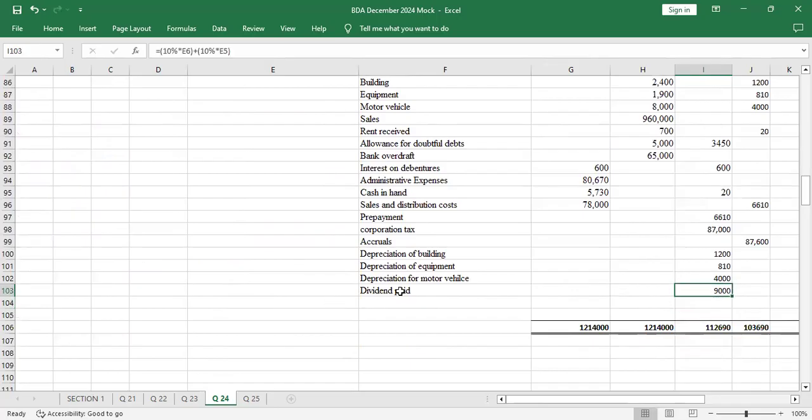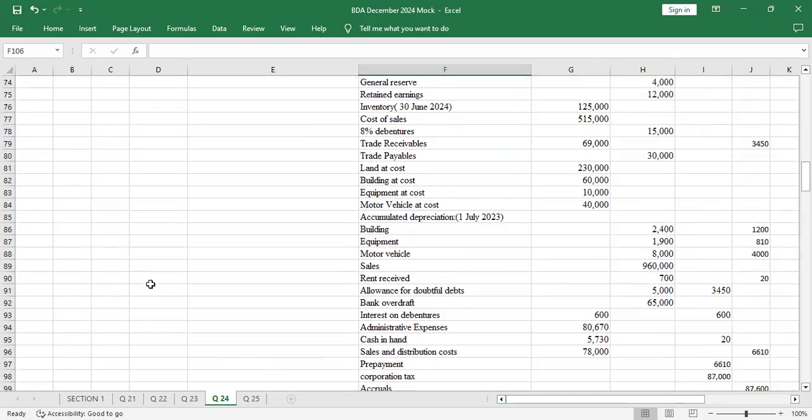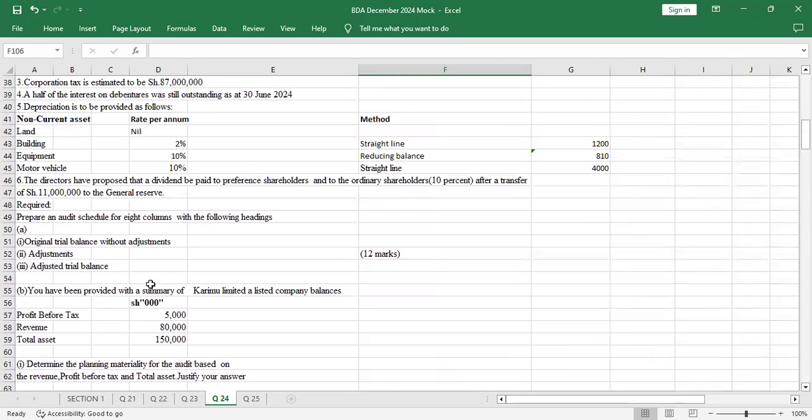So you debit the dividend paid for 9,000 as you credit the proposed dividend account. The proposed dividend is now a liability. They proposed a dividend of 9,000. So just come here and do the double entry by crediting 9,000 on that other side. Then I'm done with the first part of additional information number 6.